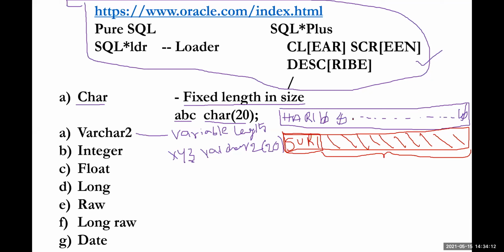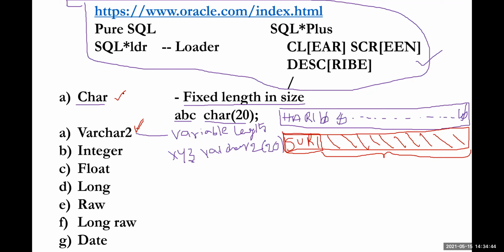Character data will always be stored with 20 characters, whereas varchar2 is based on the user's data. The remaining space is released, and only this amount of data is stored. So we save space when we use varchar2. If you use character, you cannot save the space, whereas with varchar2 you can.